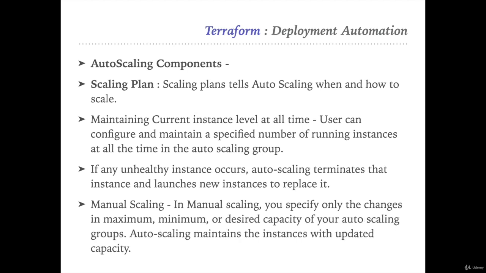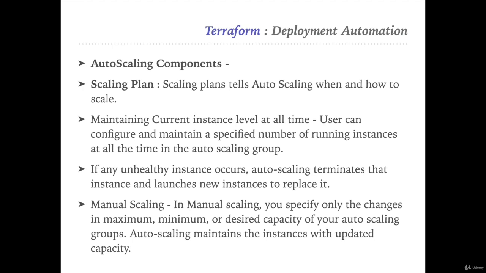The second is manual scaling. In manual scaling, the user specifies only the changes in minimum and maximum or desired capacity of the auto scaling group. The auto scaling group maintains the instances with the updated capacity. So suppose you have created the auto scaling group, and in it you have defined one minimum server and five maximum servers.